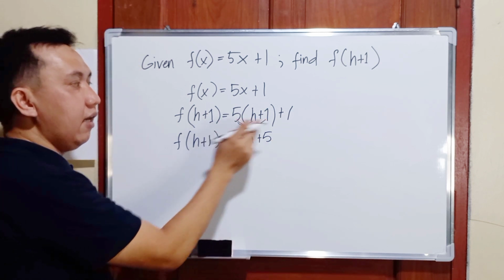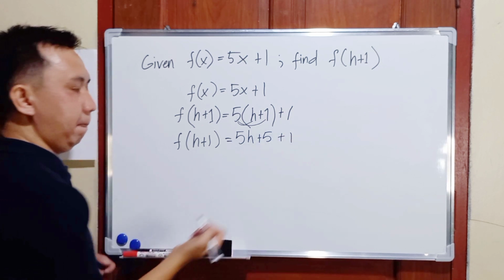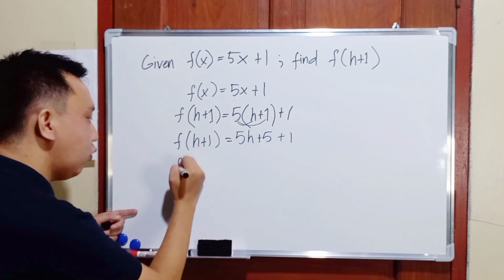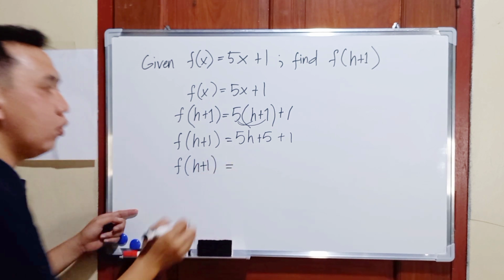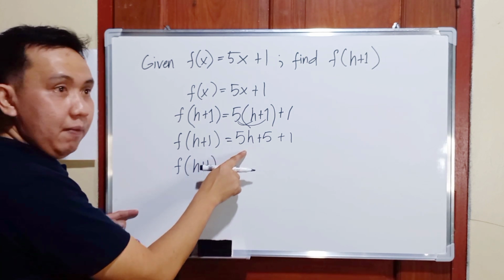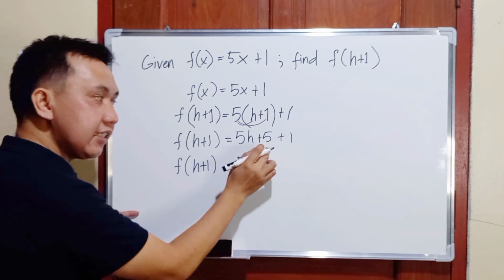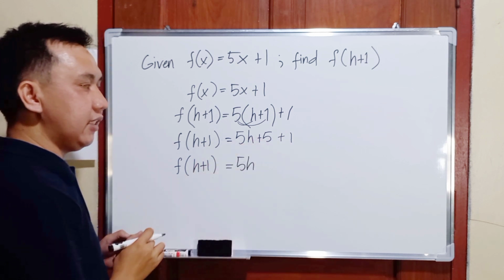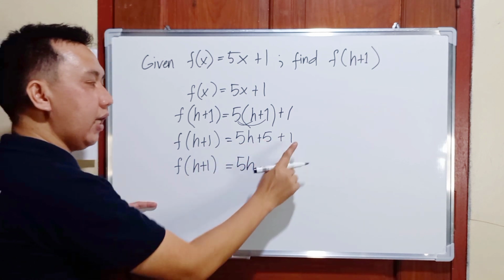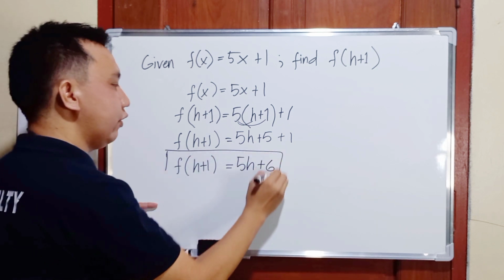Na-distribute na natin siya. Kopyahin natin to plus 1. Ngayon, isi-simplify ulit natin. Kopyahin to is equal to 5h. Wala siyang kaparehas na term. Kopyahin lang 5h. Ito, magparehas sila ng term. Wala silang kasamang mga variable. Makukumbine natin yan. So, 5 plus 1, that is 6. So, this is now the answer.